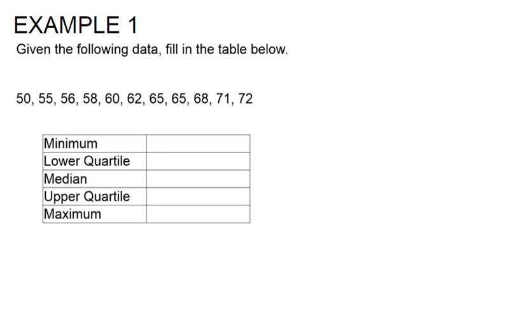In example one, we are asked to fill out this table with our five number summaries. We want to start with our minimum, which is of course the smallest number in our data set. So in this set, all of our numbers are in numerical order. So I want to start with the smallest number, which is going to be 50, and that will go in our box for the minimum.